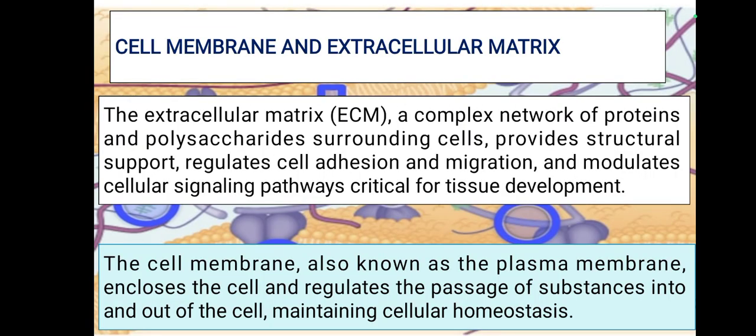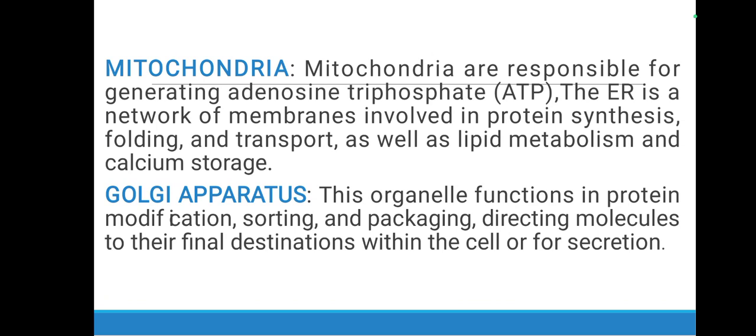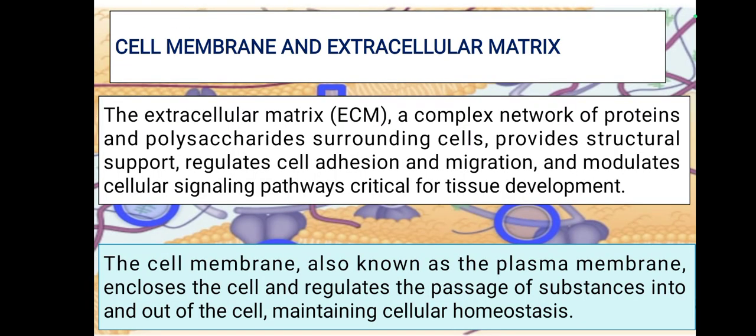Next is the cell membrane and extracellular matrix. The cell membrane is the outermost layer of the cell. It protects the cell. It provides structural support, regulates cell adhesion and migration, and modulates cellular signaling pathways critical for tissue development. The extracellular matrix is a complex network of proteins and polysaccharides surrounding the cells. The cell membrane is also known as the plasma membrane, and the regulation of the passage of substances in and out of the cell occurs here, and it also maintains cellular homeostasis.